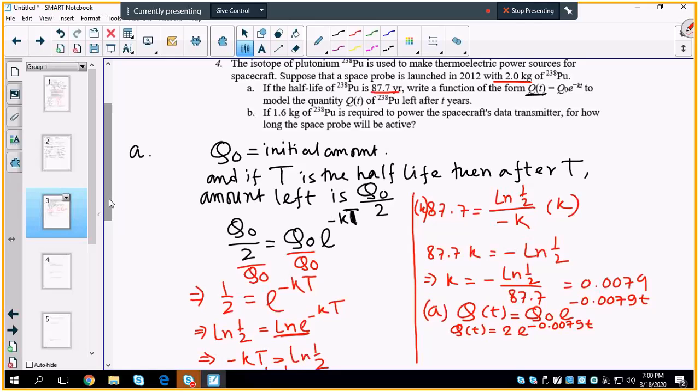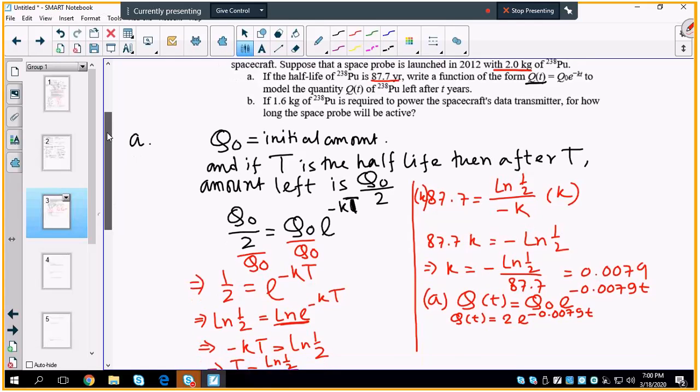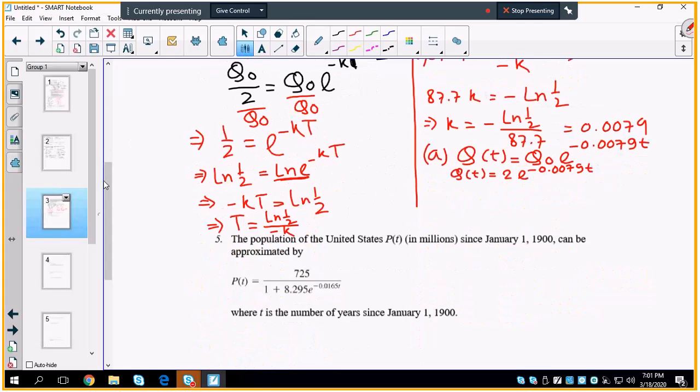So let's find out by what time the amount of plutonium-238 left will be 1.6 kg. So that is the final amount. I will use the model found in part A, use the final amount: 1.6 equals 2 times e to the power negative 0.0079t, and solve for the value of t.